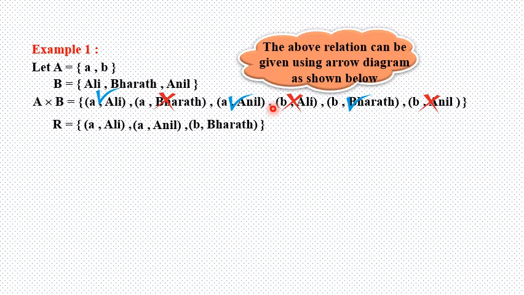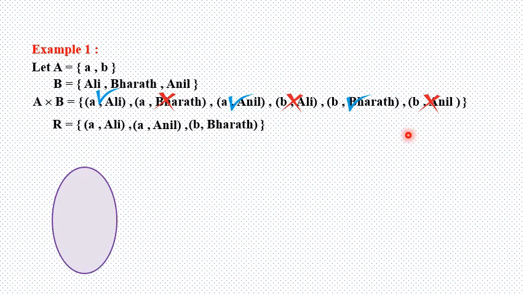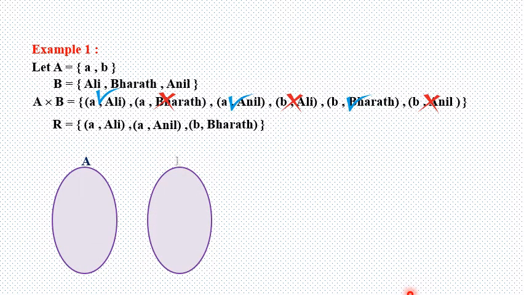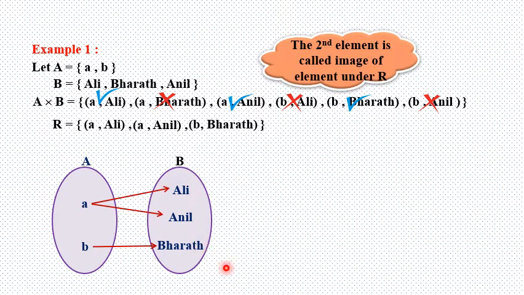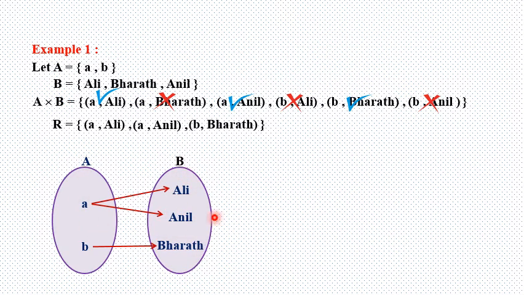Yes, the above relation can be given using an arrow diagram as shown. See here, I consider these two sets. This is how we can define the arrow diagram. Look at this. The first elements A and B are called the pre-images, the pre-image of the element under R. And Ali, Anil, Bharat, these are the second elements and we call them images. These are pre-images and these are the images.